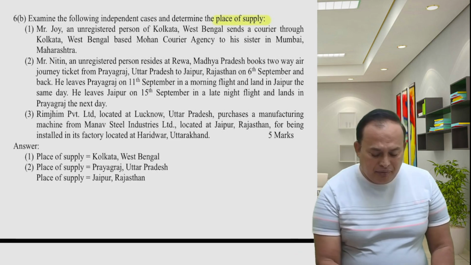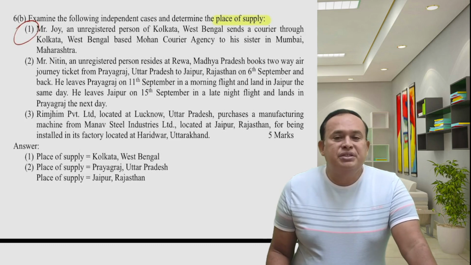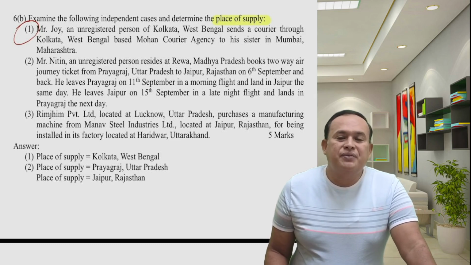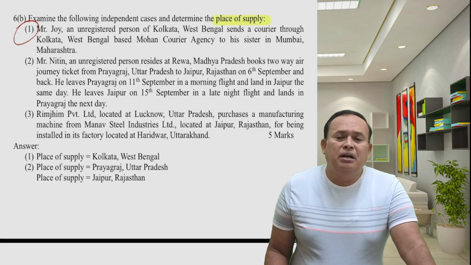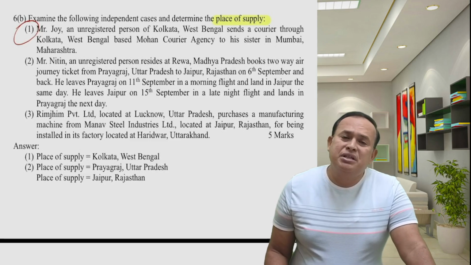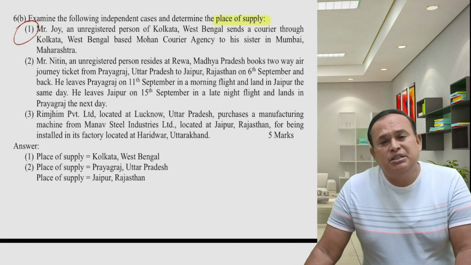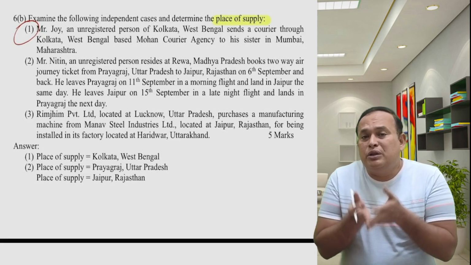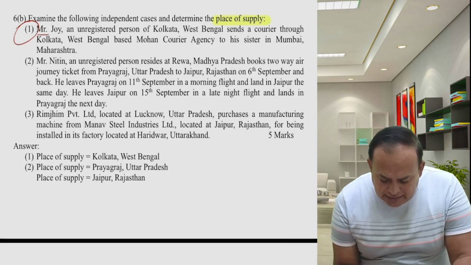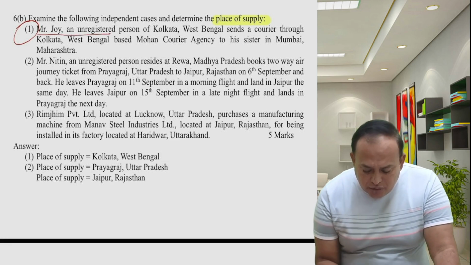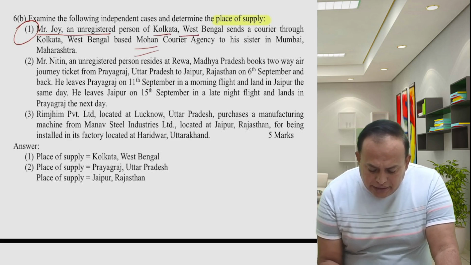Very simple. In the first case, it is transportation of goods services, including courier. The place of supply, if the recipient is a registered person, is the place of the registered person. If the recipient is an unregistered person, the place where the goods are handed over to the transporter for transportation is the place of supply. In the given case, Joy is an unregistered person, so he hands over the goods in Kolkata, West Bengal to Mohan Courier for transportation.